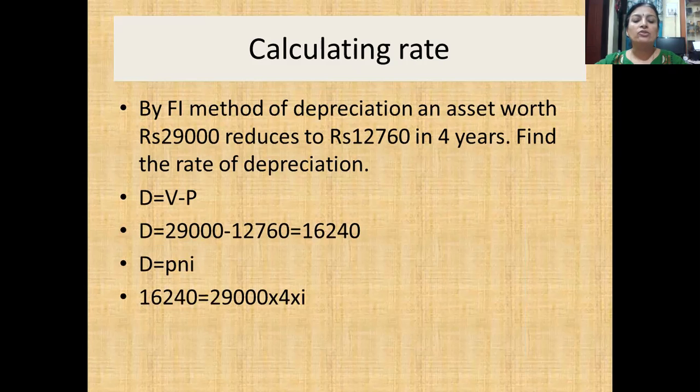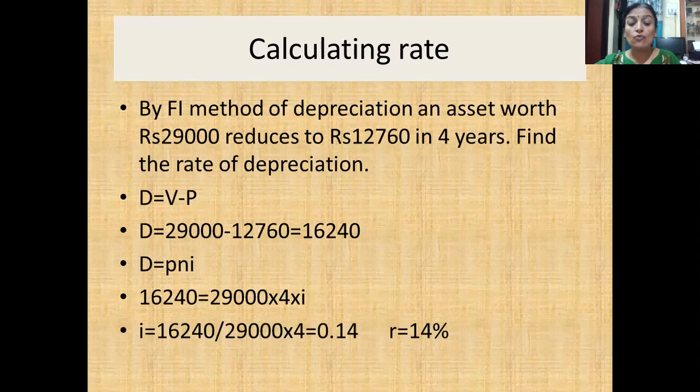Now you can take the known part, that is 29,000 into 4, to the other side of the equation, and the unknown part, which is called I, can be kept on one side of the equation. So I is equal to 16,240 divided by 29,000 into 4. So you first go with 29,000 into 4, then 16,240 divided by that particular amount. So you will get 0.14, and rate means it should be multiplied by 100, then it becomes 14%.